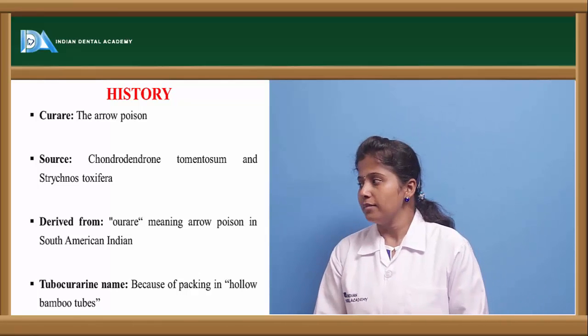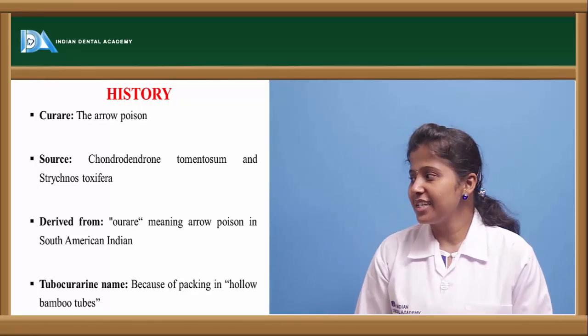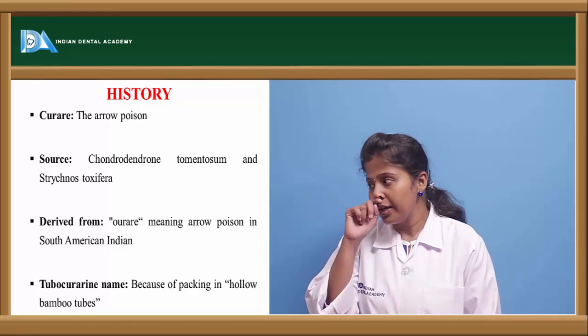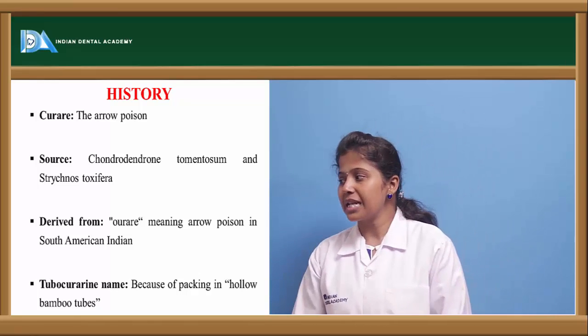Chondrodendron tomentosum, and the other one is Strychnos toxifera. These are the two plants from which the curare compound is derived, and it is derived from a word called aurare. Aurare means arrow poison.